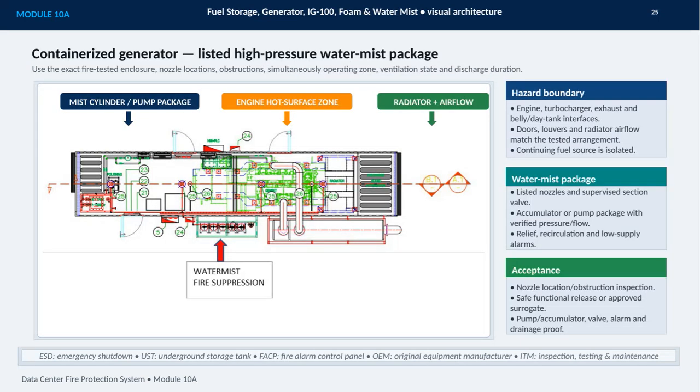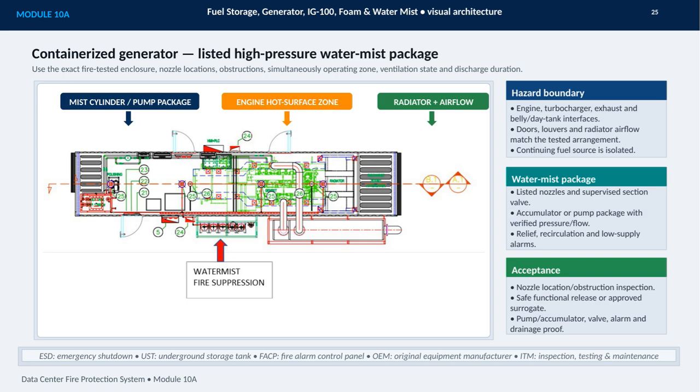This slide focuses on a containerized generator protected by a listed, high-pressure water mist system. The central principle is preserving the exact fire-tested arrangement. That means the enclosure, nozzle locations, potential obstructions, operating zone, ventilation condition, and discharge duration all need to match the tested configuration. The hazard boundary includes the engine, turbocharger, exhaust, and belly or day tank interfaces, along with the doors, louvers, and radiator airflow. The continuing fuel source must also be isolated.